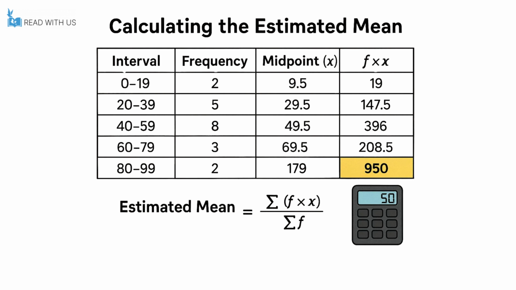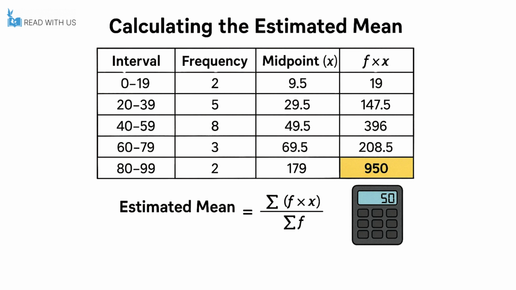0 plus 19 divided by 2 equals 9.5, 20 plus 39 divided by 2 equals 29.5, 40 plus 59 divided by 2 equals 49.5, 60 plus 79 divided by 2 equals 69.5, and 80 plus 99 divided by 2 equals 89.5. Then multiply each midpoint by its frequency.